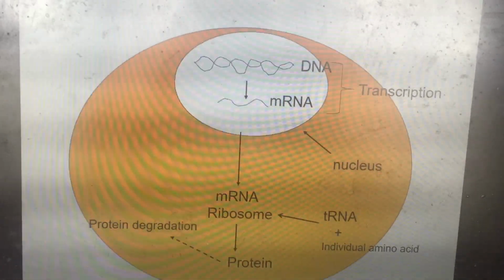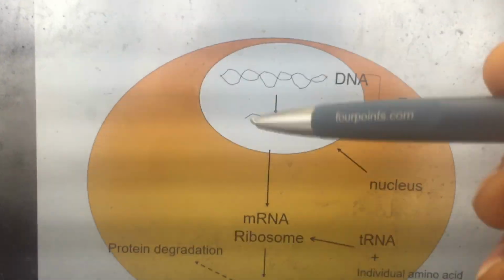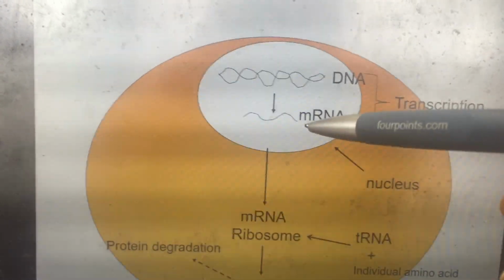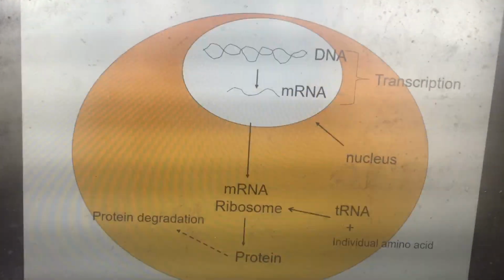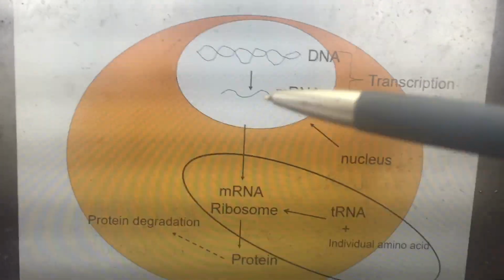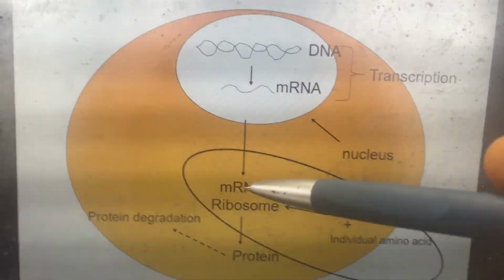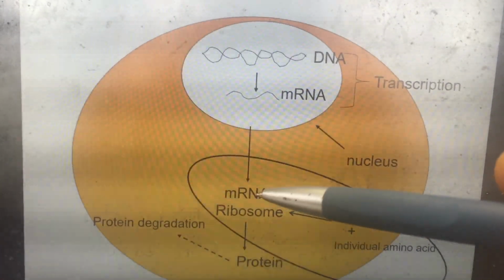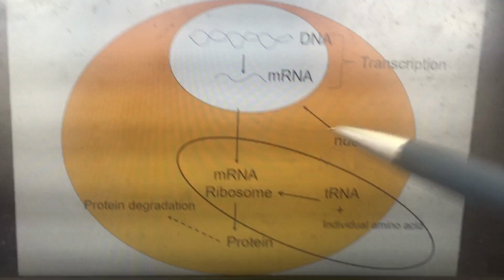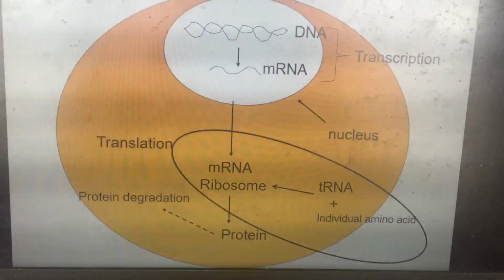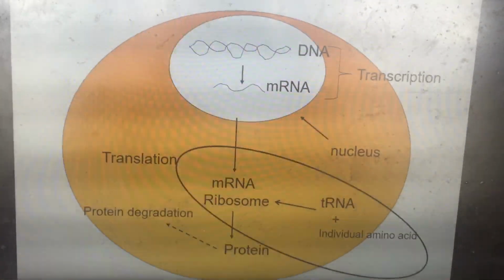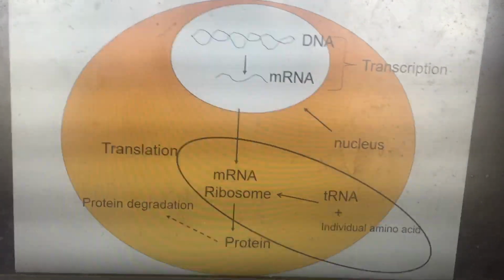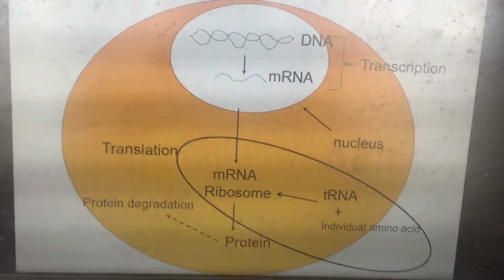The process that occurs in the nucleus, so the copying of a message from DNA to messenger RNA, is called transcription. And then this process down at the ribosome where you get translation of the message on mRNA to make a new protein is called translation. So transcription and translation are important processes in protein synthesis.